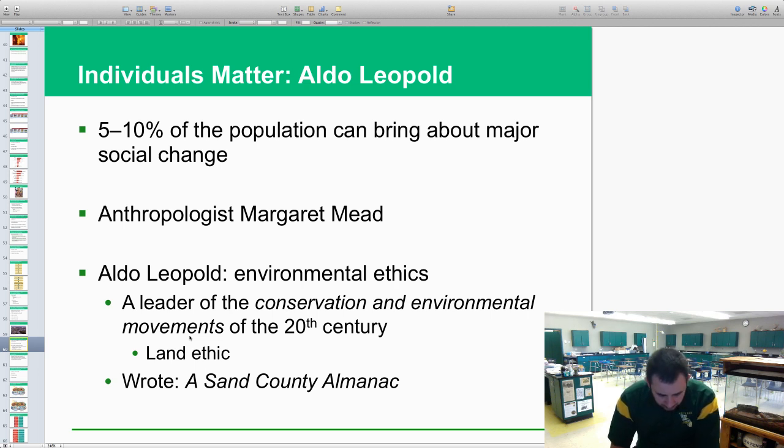Another person, Margaret Mead, summarized our potential for social capital: "Never doubt that a small group of thoughtful, committed citizens can change the world. Indeed, it is the only thing that ever has." So that was her philosophy. Anthropologist Margaret Mead really stressed social capital and the fact that it really can be huge for the environment and making huge differences.